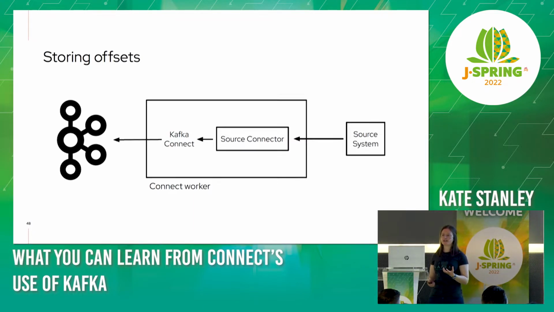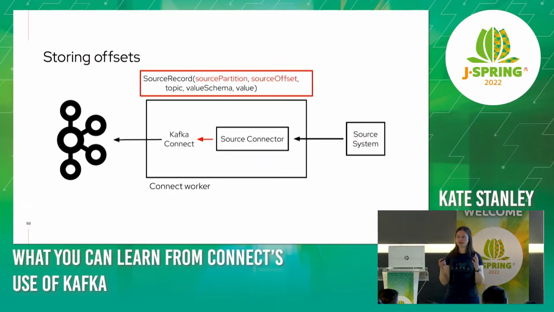So for a source connector, you want to know where in the source system you've got to. And obviously this depends on the source system itself. Does that have a mechanism to help you keep track of what's going on? How does that work? But what they decided to do for Connect is say, actually, we think it should be Connect's responsibility to understand where you've got to in the source system. It shouldn't be just something that the source system worries about.